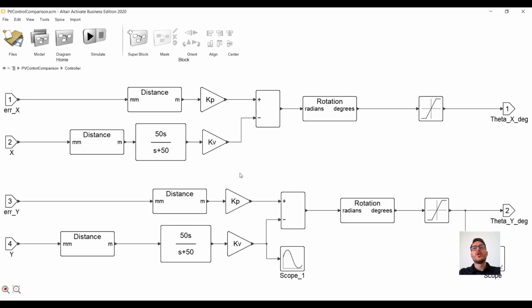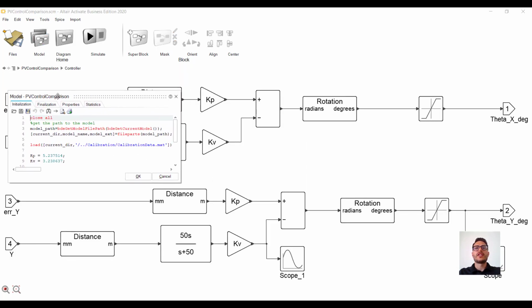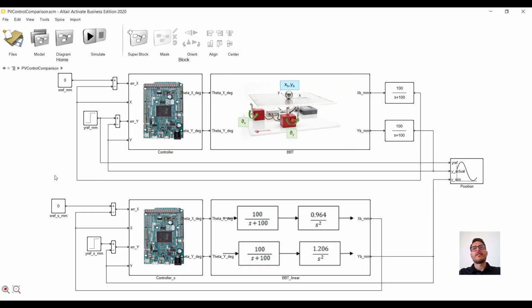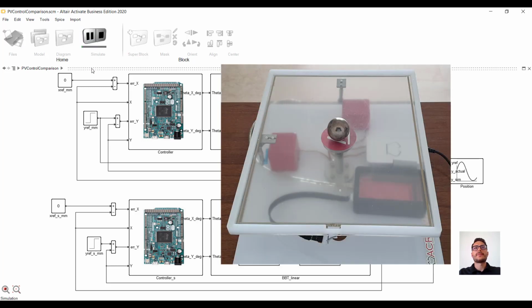Inside the controller, we can see the PV control, with the proportional action and the derivative one. Also here, there's a low-pass filter to smooth out the noise coming from measurement that will negatively affect the derivative action. And as done for the proportional controller, we haven't taken the filter into account during the design phase. Let's run it.